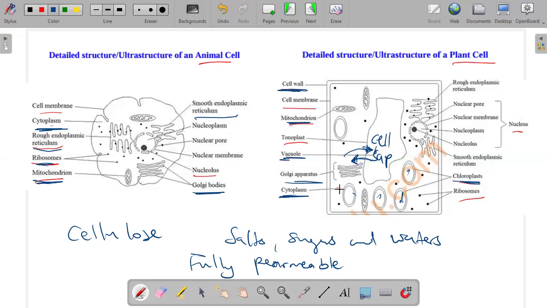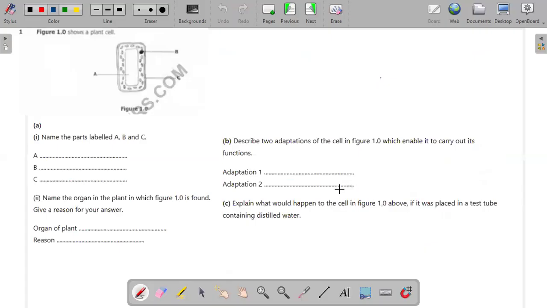So let's look at a past paper question on this cell. You have this question here. It shows a plant cell. They have told us that figure 1.0 shows a plant cell, and then they're telling us that there's part A, part B, and part C.